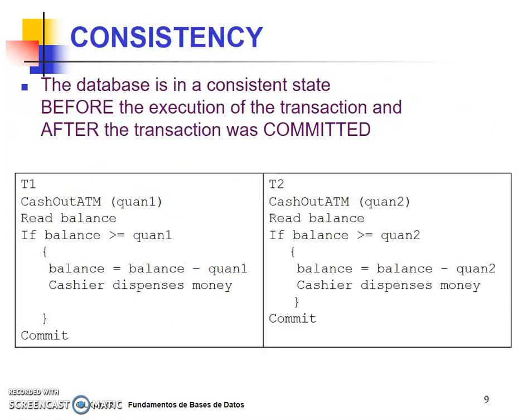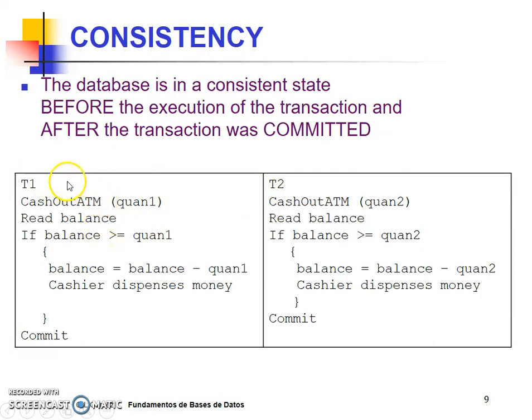Consistency. When you have the database in a consistent state, before the execution of the transaction and after the transaction was committed. So let's see an example. This is an example of two transactions running in parallel. So what we're going to do is switch from one transaction to the other over time, and we're going to see what happens.